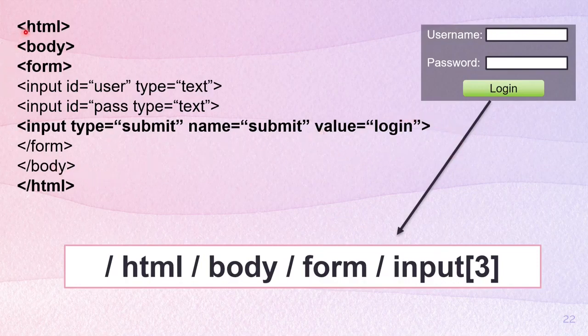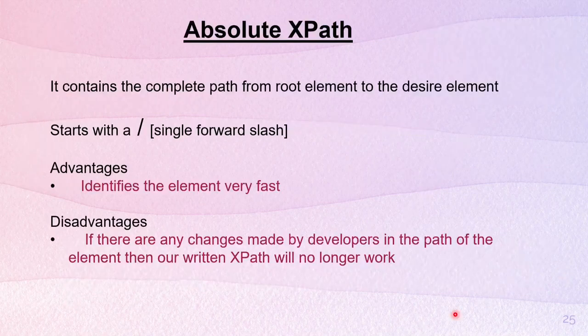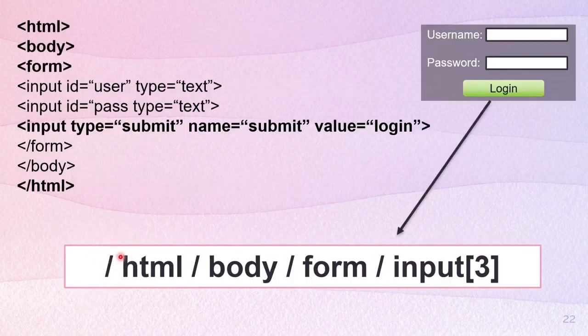So for absolute XPath, I have to access from the root element to the desired element. That's what I'm doing over here. I'm writing a single /, then I'm accessing HTML, again a /, then body, again a /, then form. Then in the form tag, I want to access the third input tag. How will I write my XPath? This is the XPath expression that I discussed before. It starts with a single slash, from the root element to the desired element.